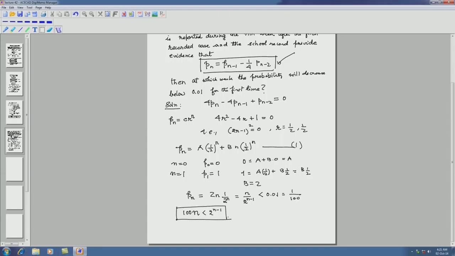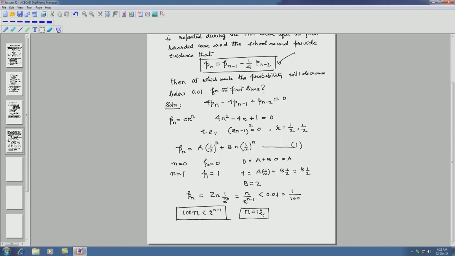Now, if we check this inequality and keep on varying n from 1 onward, like 1, 2 and 3, 4 like that, then we will find that the cutoff is n equal to 12. So, when n equal to 12, then for the first time this inequality will be satisfied. Therefore, p n will become less than 0.01.